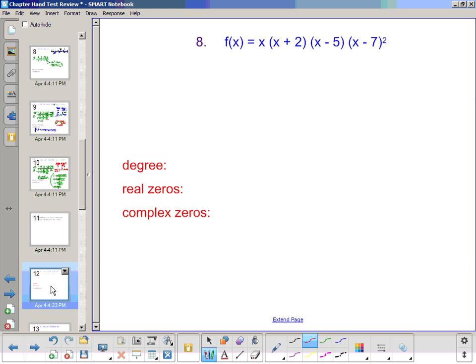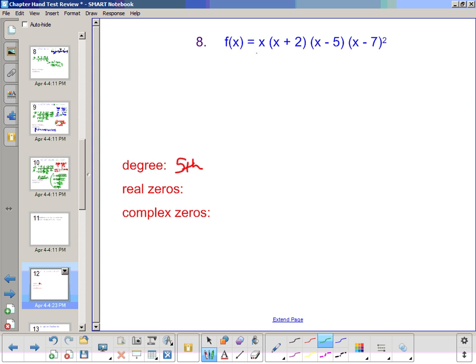And for number 8, for f of x, the leading coefficient, if we were to multiply all of this together, we would eventually multiply x times x times x times x squared. And that would give us 1, 2, 3, 4, 5. So this would be a fifth degree polynomial function. And here we've got all of the factors.